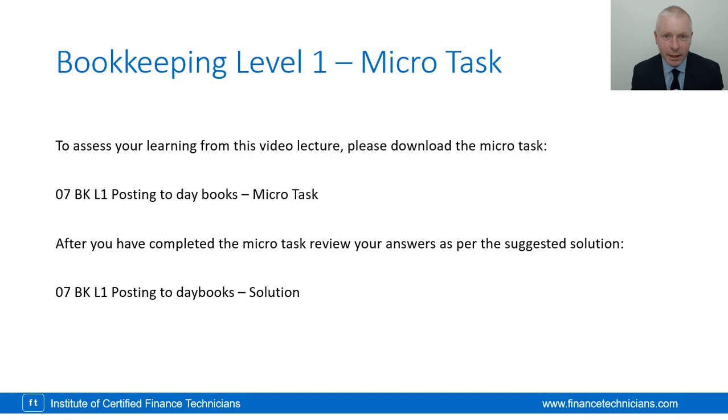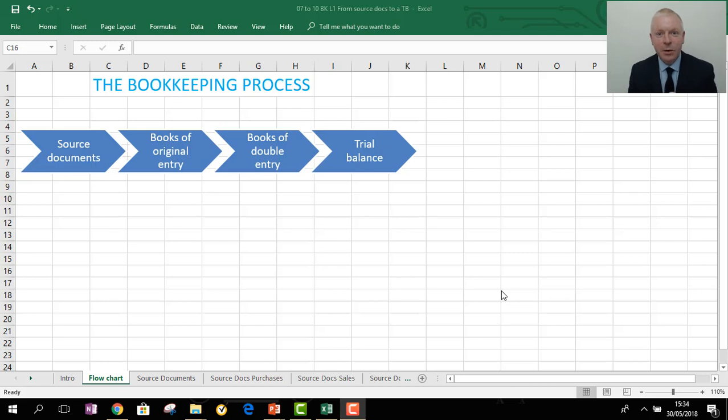So now what we're going to have to do is move into looking at this subject through a spreadsheet. It's easier to demonstrate in that particular format. So we're going to move over now to a spreadsheet. Okay, so now we're going to be looking at this spreadsheet. Again, we have this infographic that we spoke about previously. We're going to look at source documents first and see how you post them to the books of original entry.